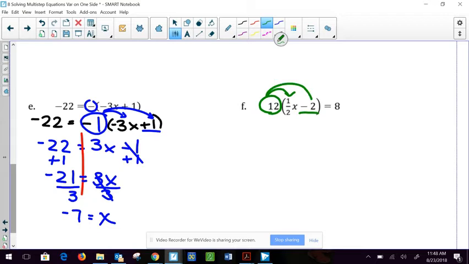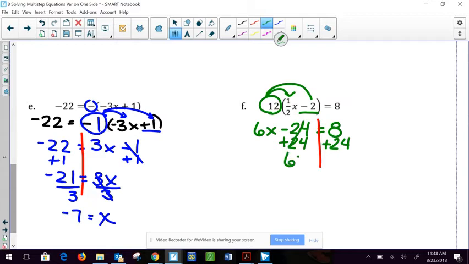So what is half of 12? Yes, it's 6. So 12 times 1/2 x is 6x. And what is 12 times a negative 2? Watch your signs carefully here. Yes, 12 times negative 2 is negative 24, and that is equal to 8. Again, same two-step process that we did the day before. I have 6x minus 24, so how do I move that minus 24 over? I'm going to start by adding it.